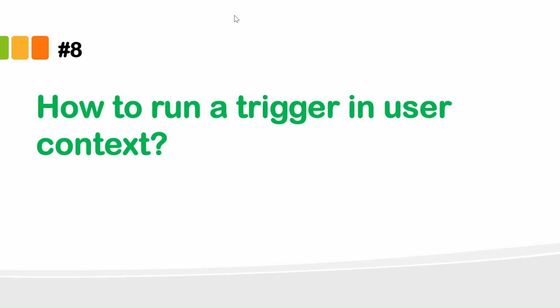The eighth question is, how to run a trigger in user context? The answer is, all triggers run in system context by default. This means that a trigger may have access to objects and fields that the current user does not have.